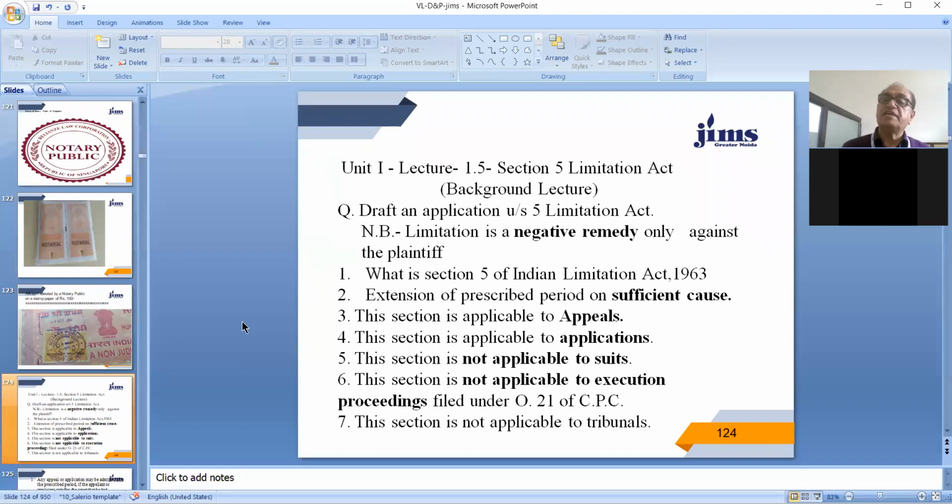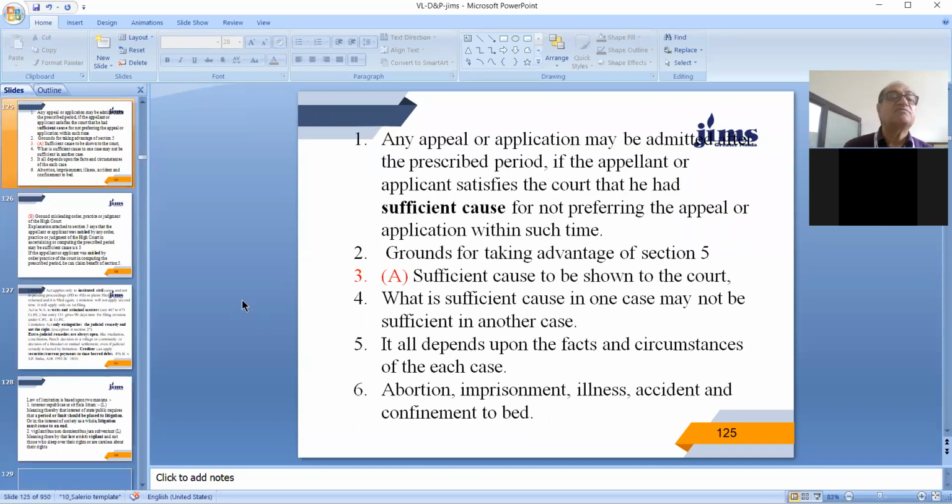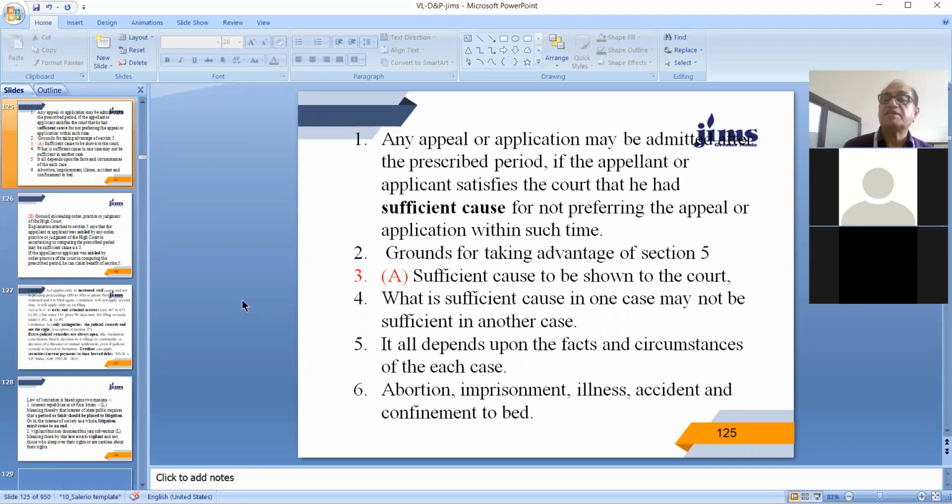This section 5 of the Indian Limitation Act is applicable to appeals, applicable to applications, but not to fresh suits. Please remember, this section is not applicable to fresh suits, and not applicable to execution proceedings filed under Order 21 of CPC. And this section is also not applicable to proceedings before tribunals. This you must know before you start actual drafting of an application under section 5 of the Limitation Act.